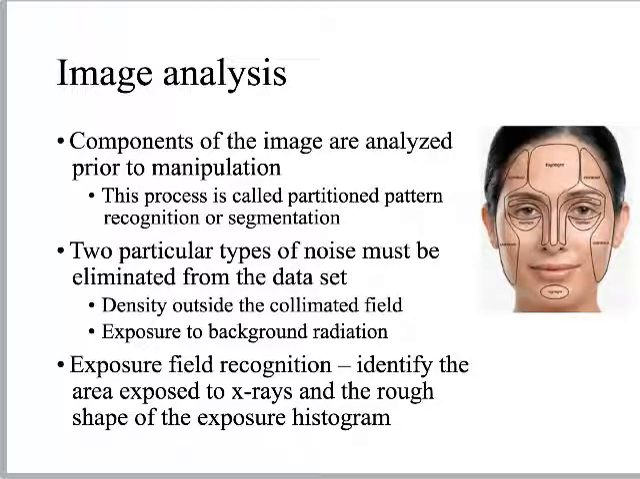There's two main things that we are trying to accomplish with this, right? And that's to get rid of these two different types of noise. One of them is density outside of the collimated field. We have to be able to recognize what was actually the picture and what wasn't the picture, what was just getting information that actually wasn't the information that we needed. And then we also, like we said with the flat fielding, we need to be able to eliminate the background radiation.